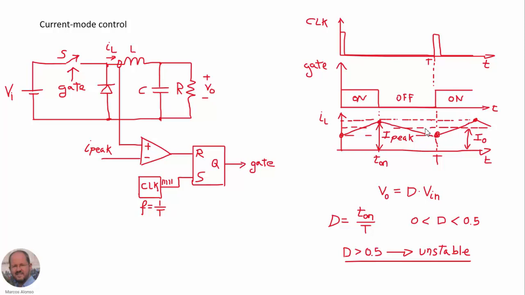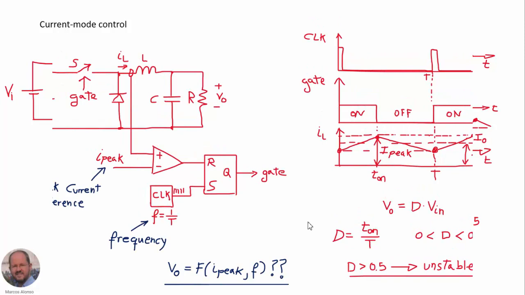As we are showing here, we are considering that we are operating in continuous conduction mode, so this value here is always higher than zero, and therefore the output voltage is going to follow this expression that we have seen in voltage mode control. The output voltage is the duty cycle times the input voltage. One important point when we are using current mode control is that the duty cycle has to be in this range here. The duty cycle has to be lower than 0.5, because if we operate the converter so that the duty cycle is higher than 0.5, we are going to have an unstable behavior. We know this. We are not going to explain this in this video. Maybe we can see this in a future video, but this is not the point today.